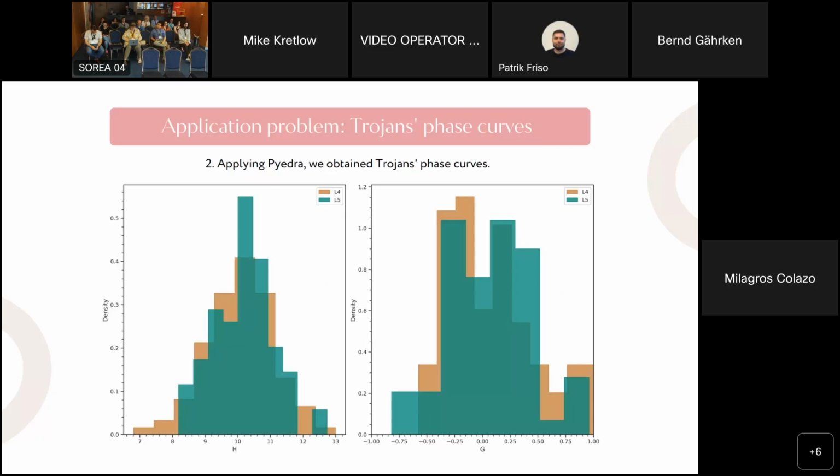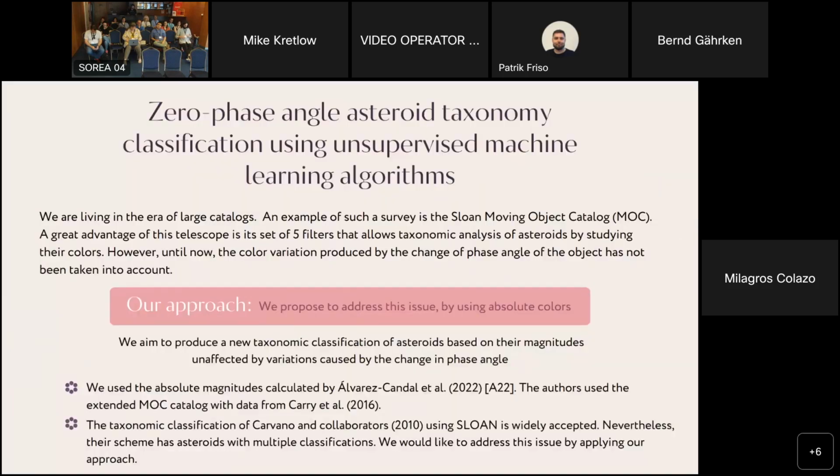The last thing is work about asteroid taxonomy using unsupervised machine learning algorithms. The great advantage of Sloan is the set of 5 filters that allow us to do taxonomic analysis. However, until now, the color variation produced by the change of phase angle of the object has not been taken into account. So our approach was to address this issue by using the absolute colors of asteroids, and so we are unaffected by variations caused by the change in phase angles.